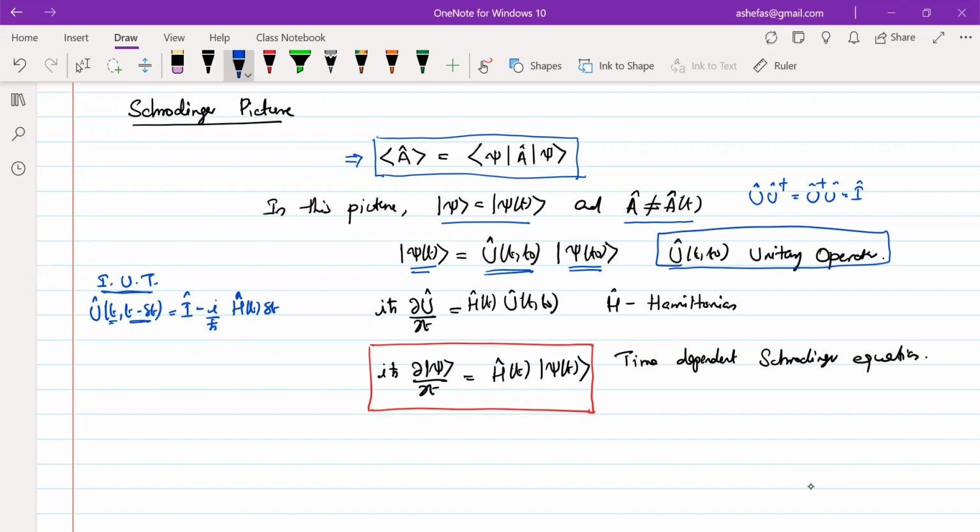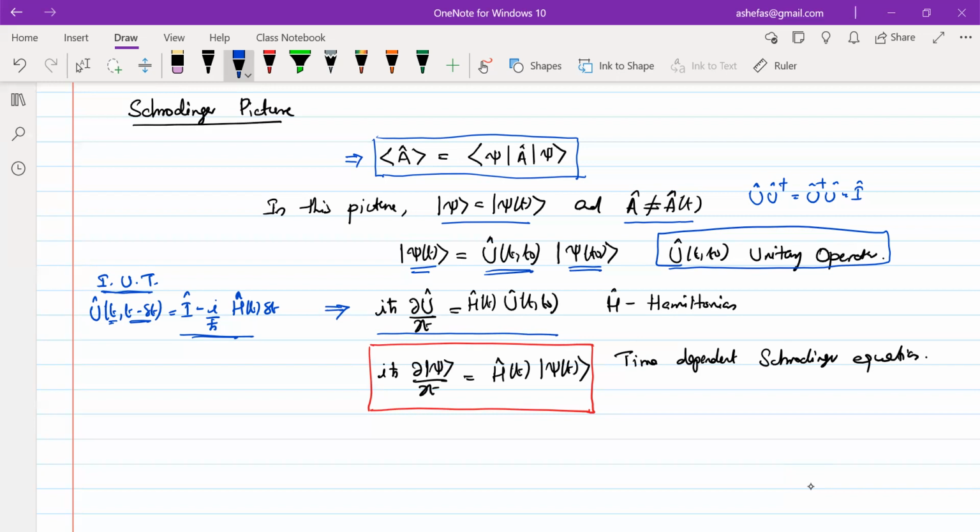Since the infinitesimal unitary transformation follows this representation, we can show that the time evolution of the unitary operator has to satisfy this first order differential equation: i h cross dou U by dou t equals H(t) U(t, t0), where H is the Hamiltonian of the system. We already know how to find the Hamiltonian: we just replace the classical Hamiltonian with the quantum mechanical operator.